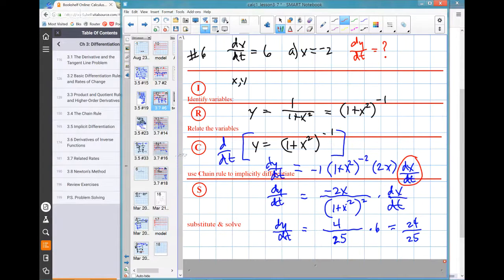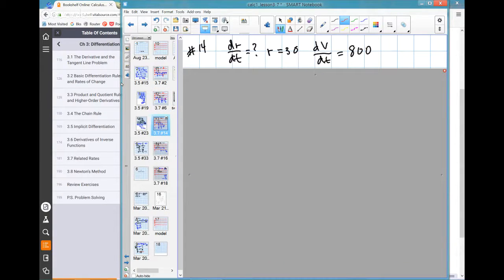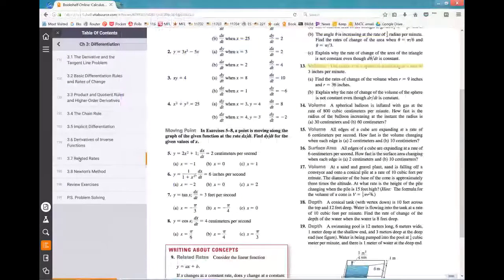All right, let's go on to, I think the next one I've chosen is number 14. And again, I failed to write down what it is they want us to find. So let's take a look at number 14. Here it is. A spherical balloon is inflated with gas at the rate of 800 cubic centimeters per minute. Okay, so we've been given a bunch of things already. It's a sphere. So we're probably going to need the volume formula for a sphere. And we already know the rate at which it's being inflated, 800 cubic centimeters a minute.